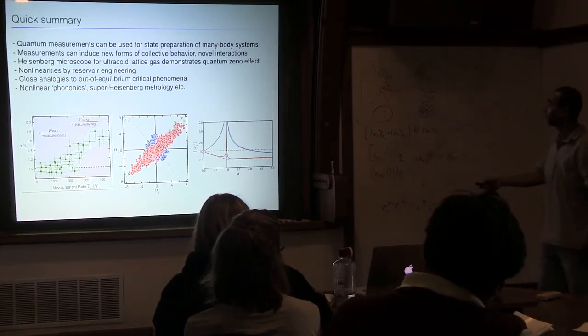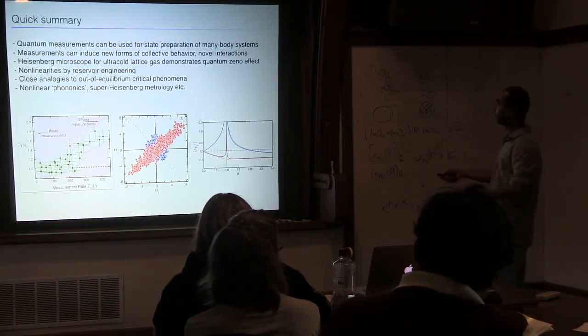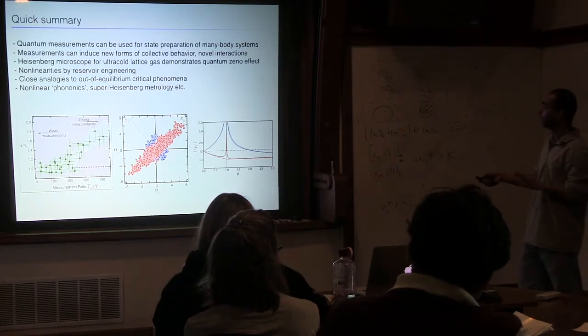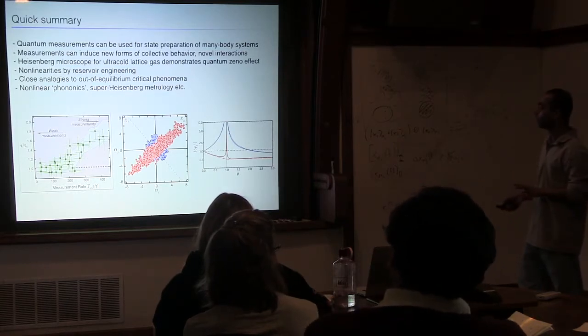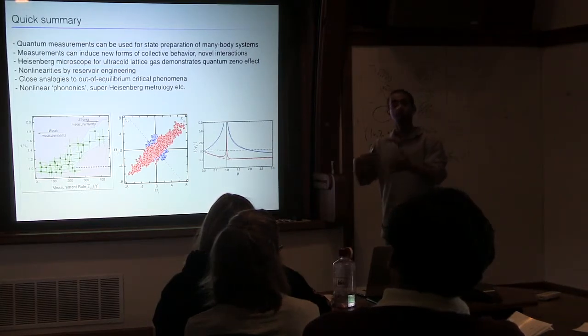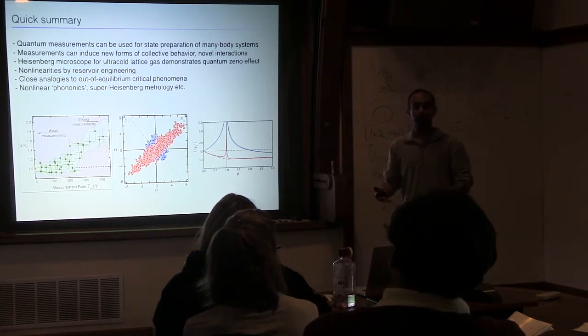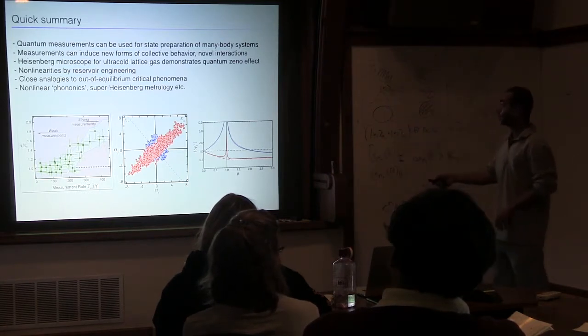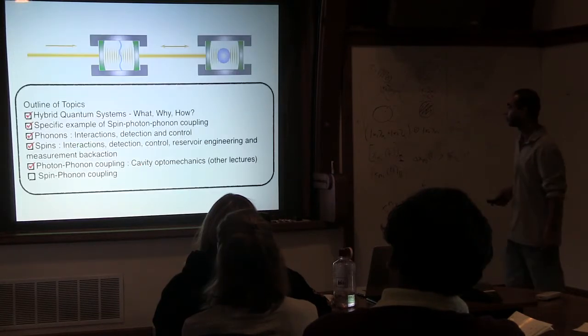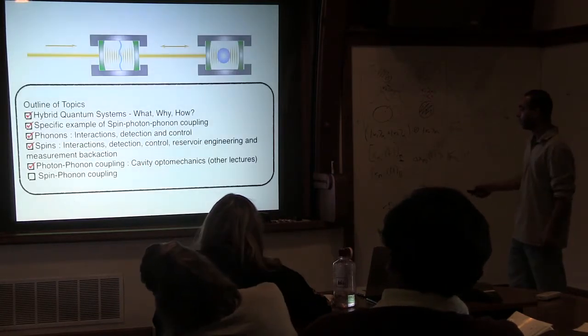I've shown you an example of how we realized a Heisenberg microscope for ultra-cold spins in the lattice, and shown that active position measurements of the back action can actually demonstrate the quantum Zeno effect. I've also shown you very quickly how the same reservoir engineering concept can engineer very strong quantum compatible nonlinearities in a low dissipation mechanical oscillator, and that gives a whole bunch of very exciting opportunities for us. So where does that leave us?